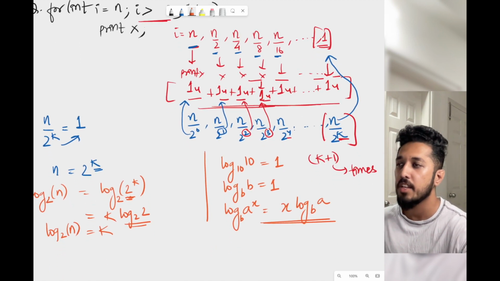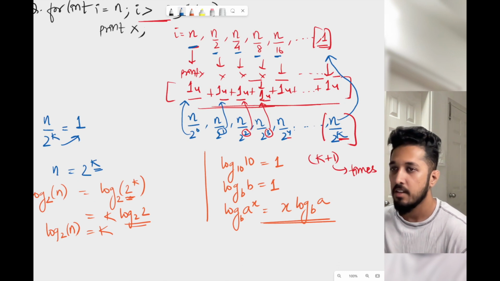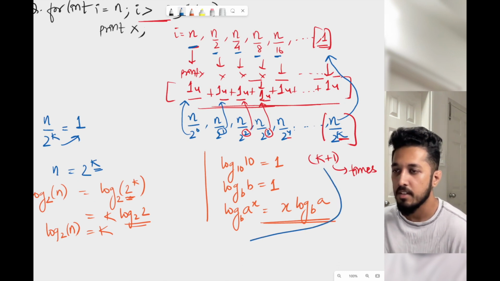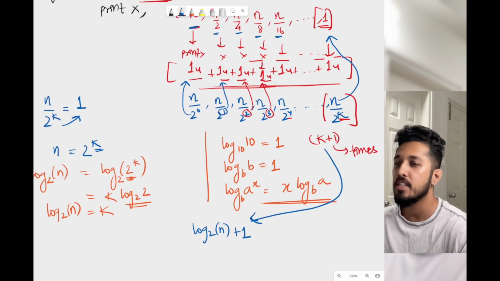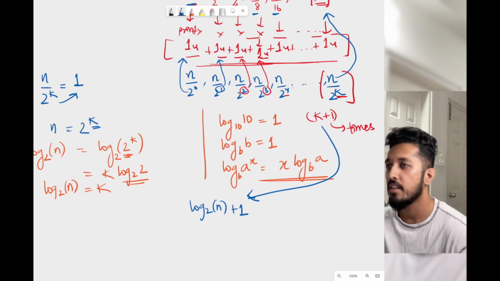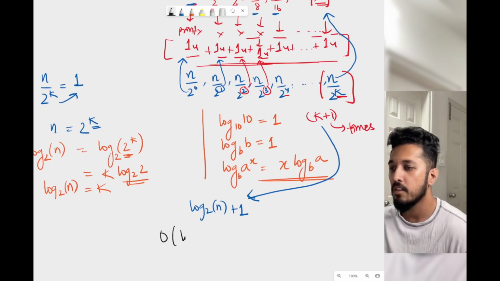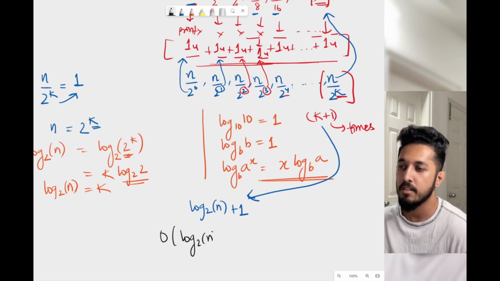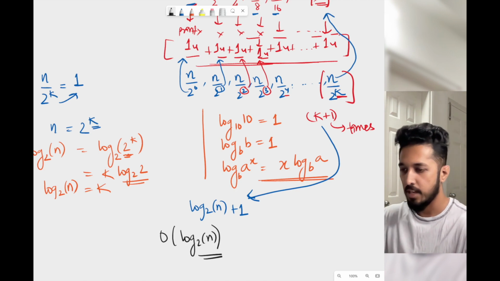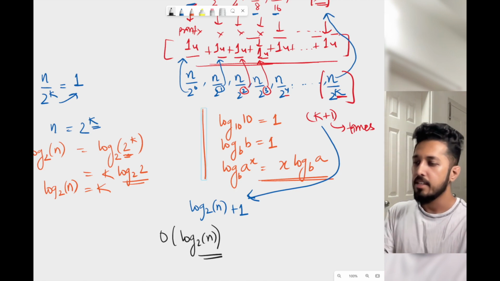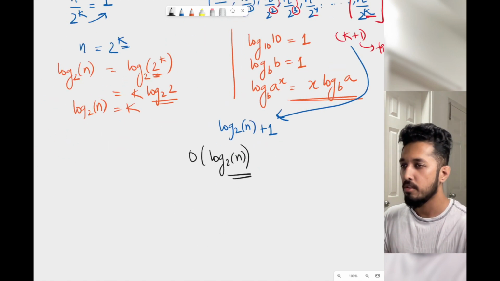Therefore we know that we are printing x k plus 1 times, which is nothing but, the value of k here is log base 2 n, plus 1. Therefore the time complexity in this case is nothing but big O of log base 2 of n. I hope this will be clear. Let's jump on to one more code snippet.